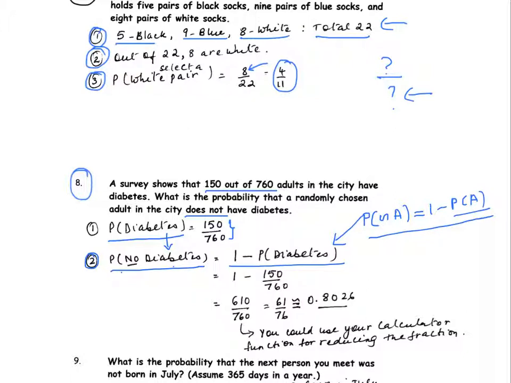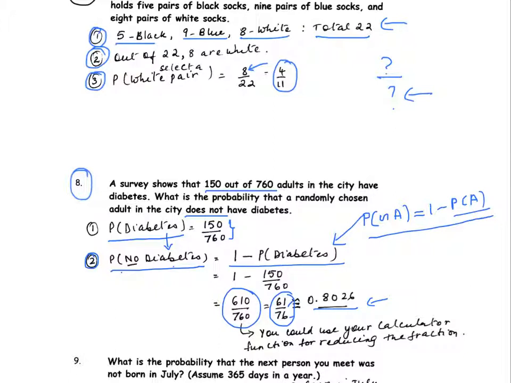So we have 1 minus the probability of diabetes, which is 150 over 760. When we simplify it, we get 610 over 760, which is equal to 61 over 76. And that's also approximately equal to 0.8026. So the probability that someone does not have diabetes is 61 out of 76, or approximately equal to 80%, 0.80.